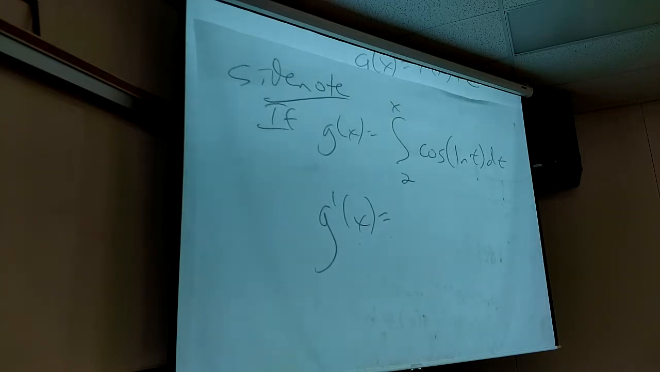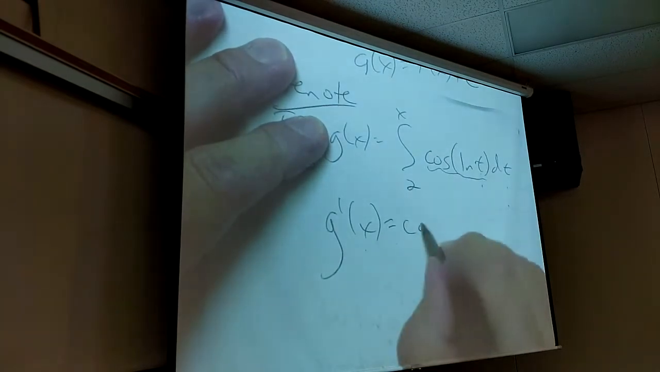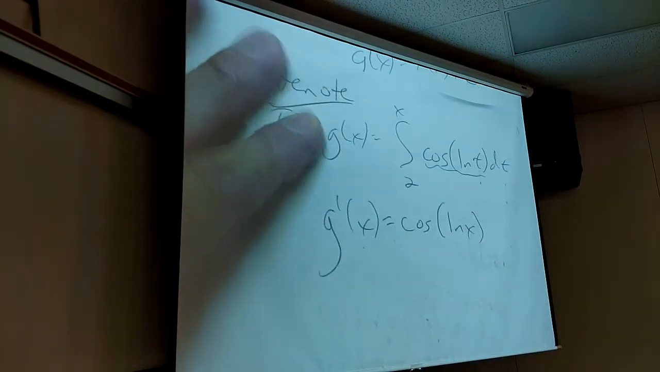So if I take the derivative of the antiderivative, this should just cancel, basically. Does that make sense? It's like cubing something that's been cube rooted. They should cancel each other. So what I end up with is just this evaluated at x. That's it.